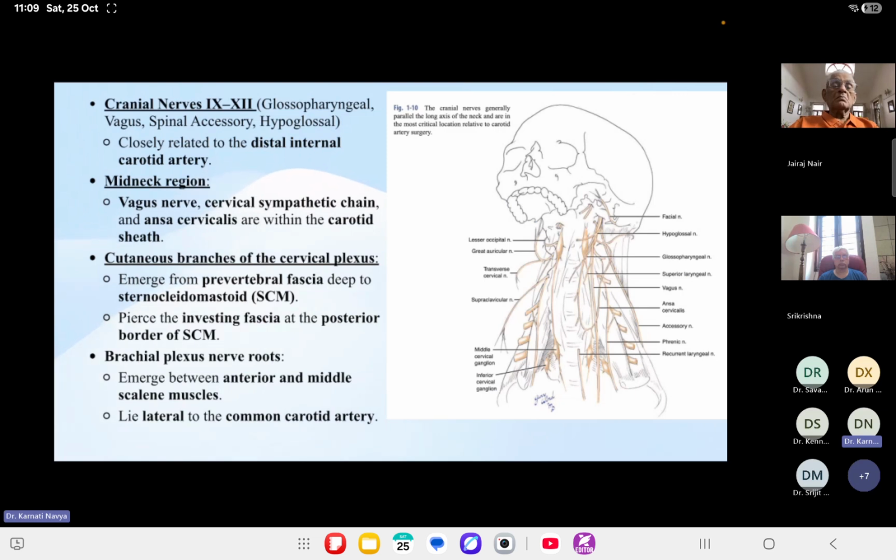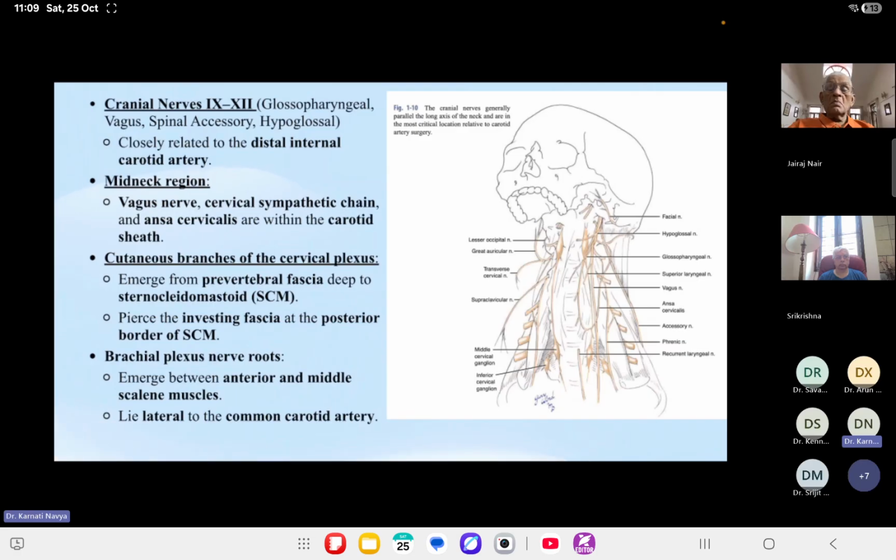The cranial nerves 9 to 12 are among the closely related nerves to the distal internal carotid artery. In the mid-neck region, the vagus nerve, cervical sympathetic chain, and the ansa cervicalis are within the carotid sheath, and the cutaneous branches of the cervical plexus emerge from the prevertebral fascia posterior to the sternocleidomastoid muscle, and they pierce the investing layer of the deep cervical fascia at the posterior border of the sternocleidomastoid muscle.